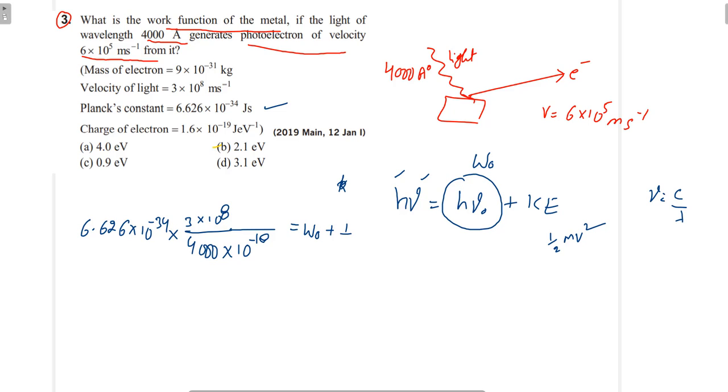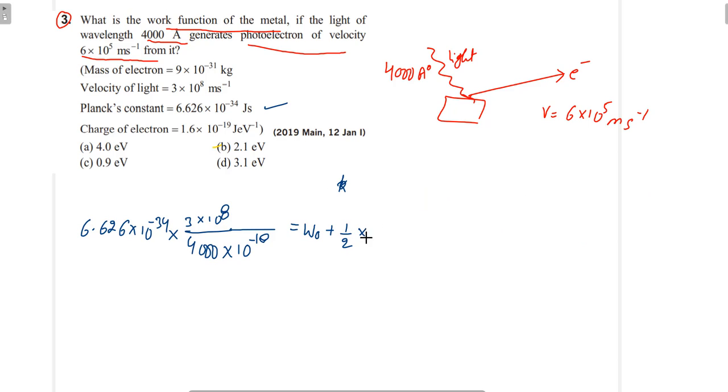Ke means half mv square. Here m is the mass of the electron, which is given as 9 into 10 power minus 31. Sometimes they don't give it, and you have to remember it. Then mv square. V is also given, the electron velocity, 6 into 10 power 5. So 6 into 10 power 5 whole square. Now you have to do these calculations.